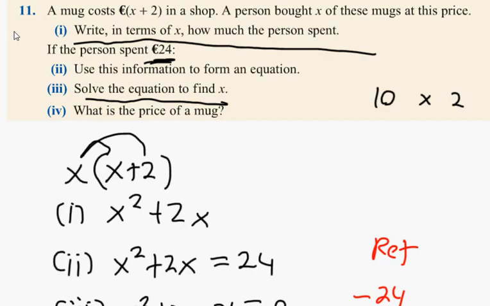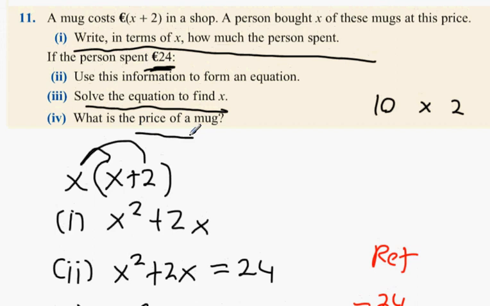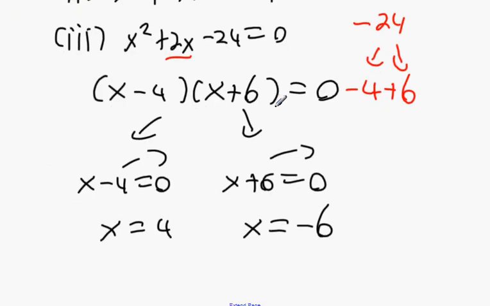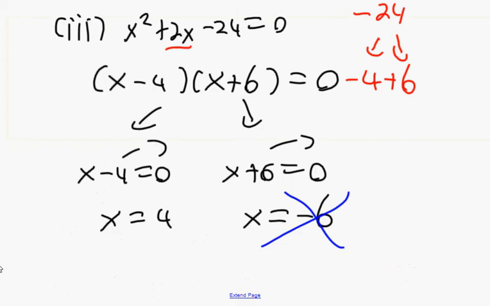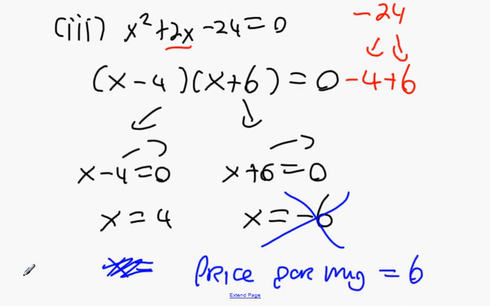Okay, reread the question. So what is the price of the mug? It doesn't say prices, it says price. Which one can it not be? The right hand side one. Why can't it be minus 6? Because you can't buy minus 6 mugs. Now, x is 4. You bought 4 mugs, but that isn't the price, guys. What's the price? x plus 2. So what's x plus 2? 4 plus 2, which is 6. Well done. Price per mug is €6. Okay? Alright, guys.